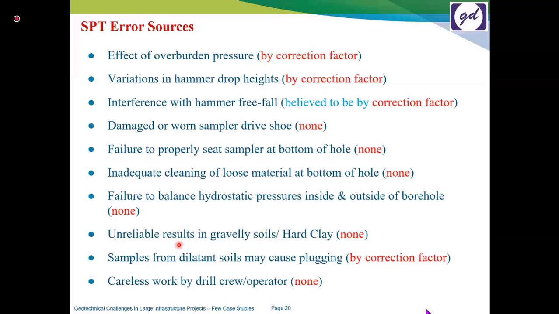Then unreliable results in gravelly and hard clay. Samples from dilatant soils, this is what you call the dilatancy correction factor. And then careless work by crew and operator. This is also important. In the morning you are very fresh, people are very energetic, but in the evenings, as the day passes, they become more and more careless and lazy. So sometimes the supervision is also a major point.